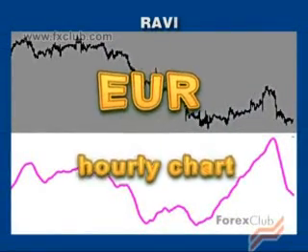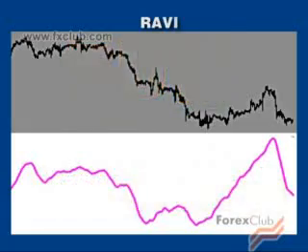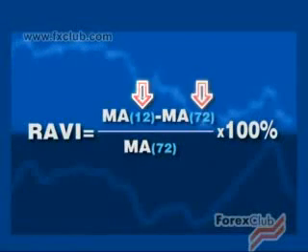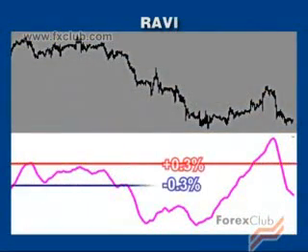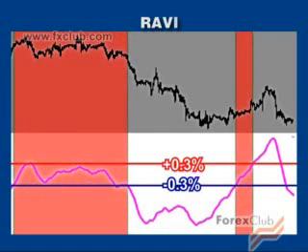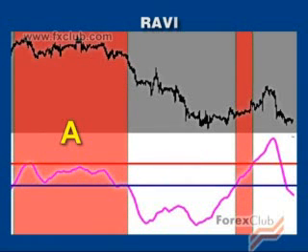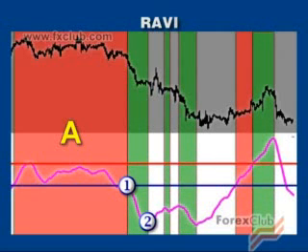Take a look at this hourly chart for the euro. We've selected the parameters of Ravi as 12 and 72. Signal lines are drawn at levels plus 0.3 and minus 0.3. Zone A is an easily recognizable trading range. The indicator leaves the sideways market and gives the signal to sell at 0.1. We get the signal to get out of the market and close our position at 0.2.